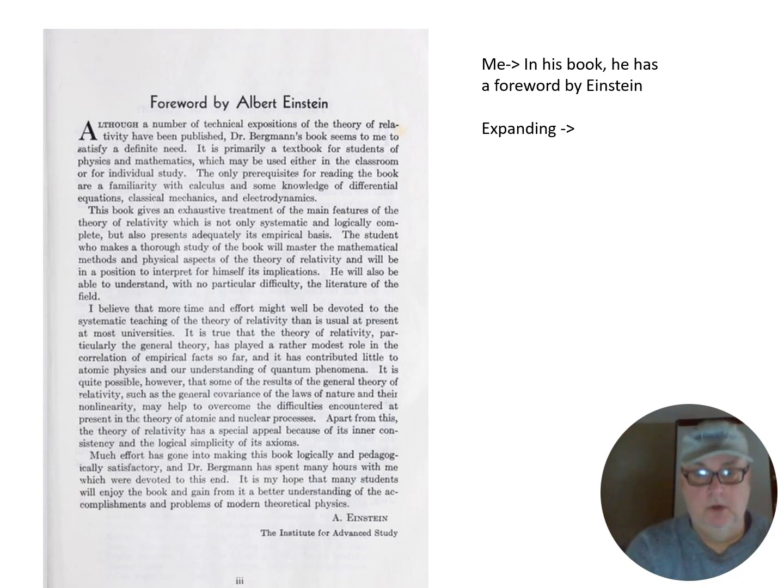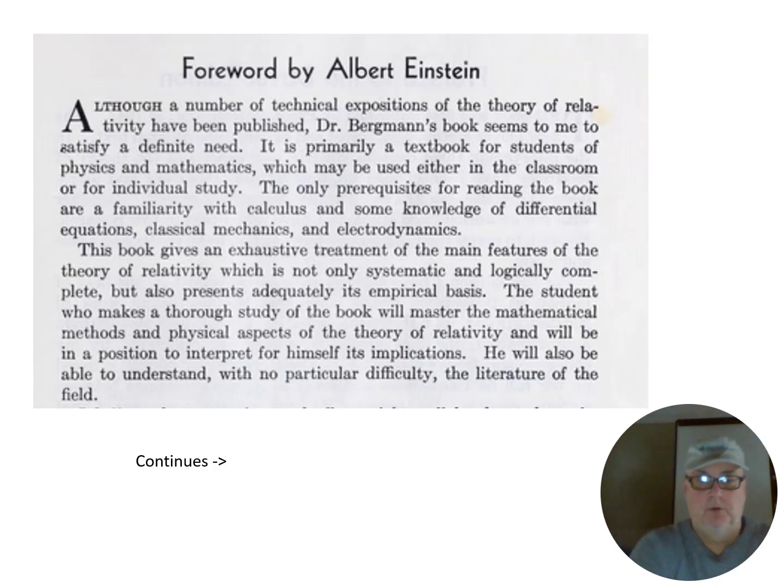So this is the foreword by Einstein, now expanding that. So this is the foreword by Albert Einstein, and it says, although a number of technical expositions of the theory of relativity have been published, Dr. Bergmann's book seems to me to satisfy a definite need. It is primarily a textbook for students of physics and mathematics, which may be used either in the classroom or for individual study. And I'll give you a few minutes to read the rest of that.